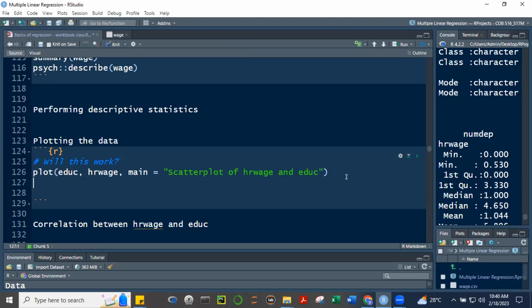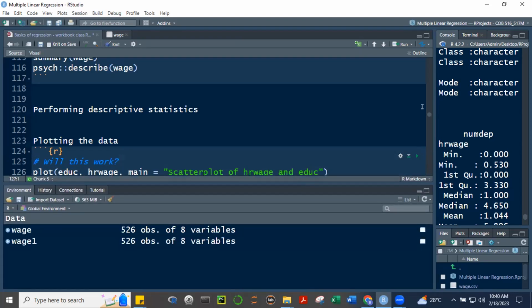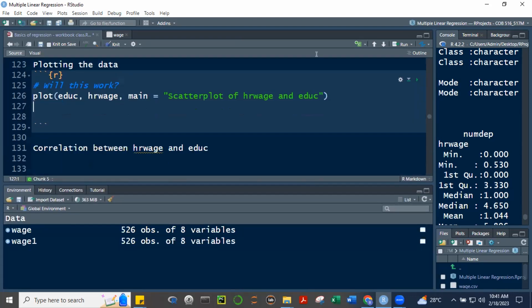Error po sa akin, sir. Not sure po kung bakit. Yung iba nag-error din? Error din po sir sa akin. Okay, Error tama. I was expecting that to be error, no? Bakit? Object educ not found po yung nakalagay sa akin.